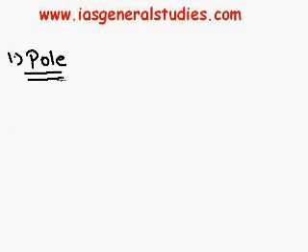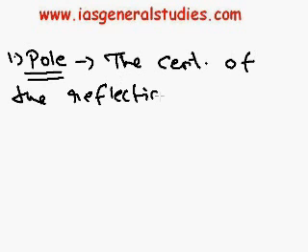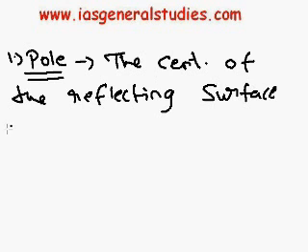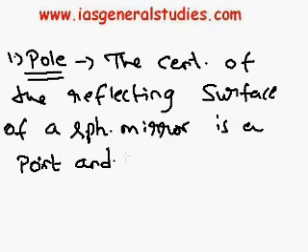We have the pole of a spherical mirror. This is nothing but the center of the reflecting surface of a spherical mirror, which is a point. That point is called a pole. So I can say the center of the reflecting surface of a spherical mirror is a point, and it is called the pole.